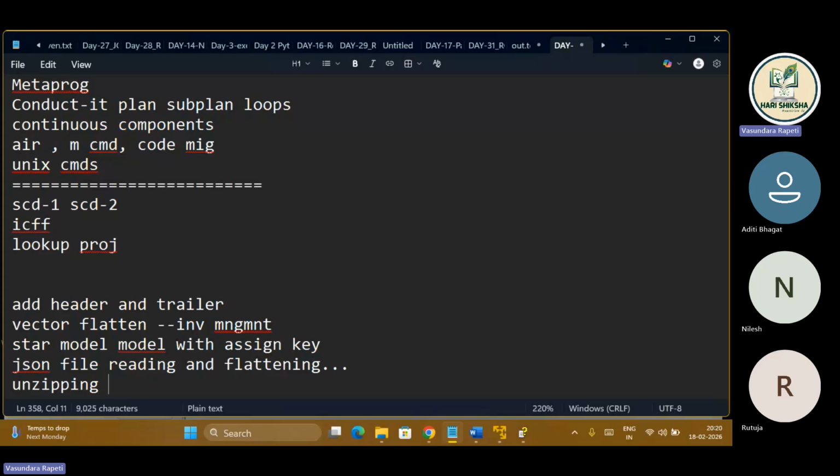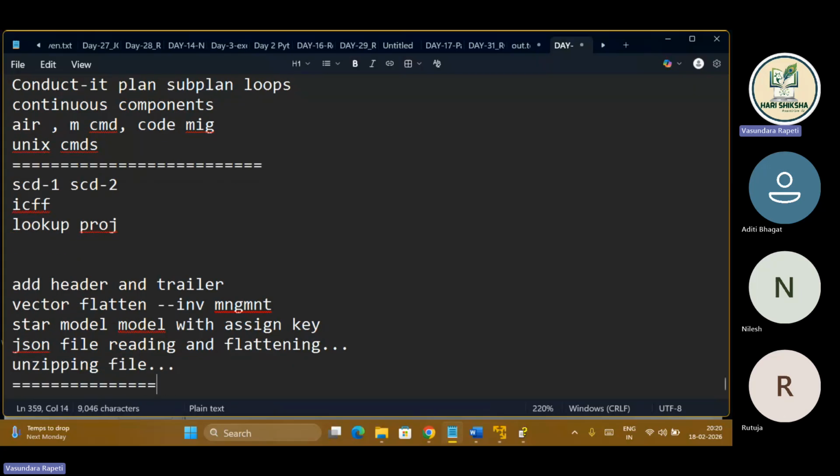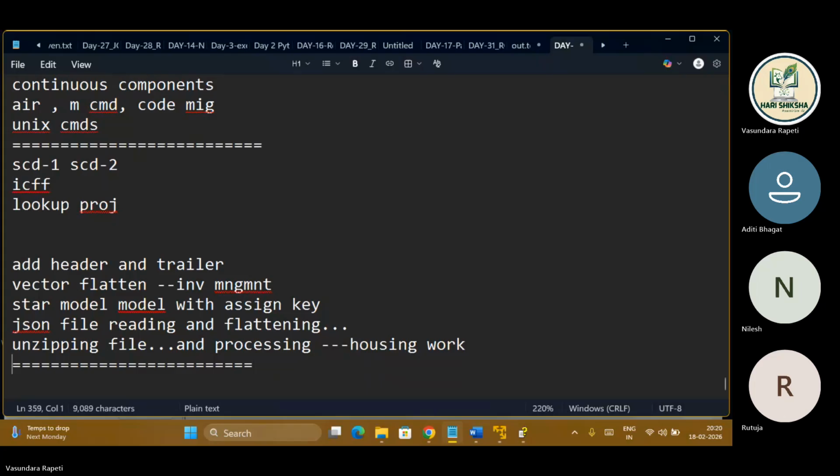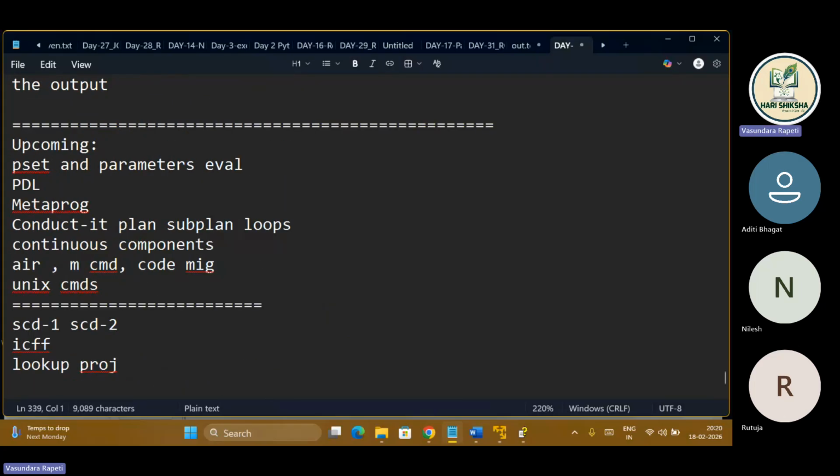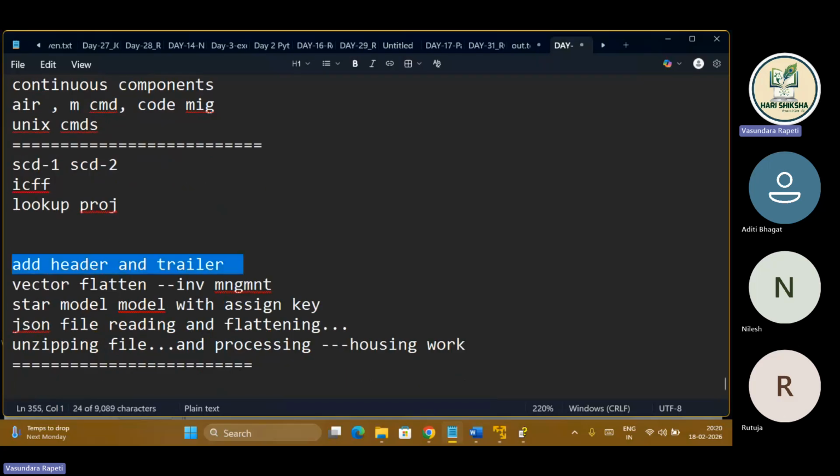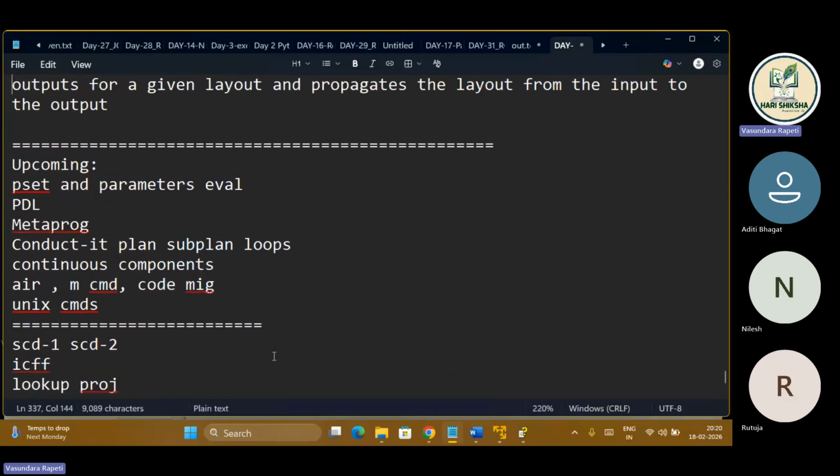Unzipping. There was one more project. I need to recall that unzipping file and all. So, unzipping file, then processing, then housing work. This is a complete end-to-end flow of graphs. Yeah, so this may take a few more days. If we show all these things, then it may take 7 to 10 days to complete everything.